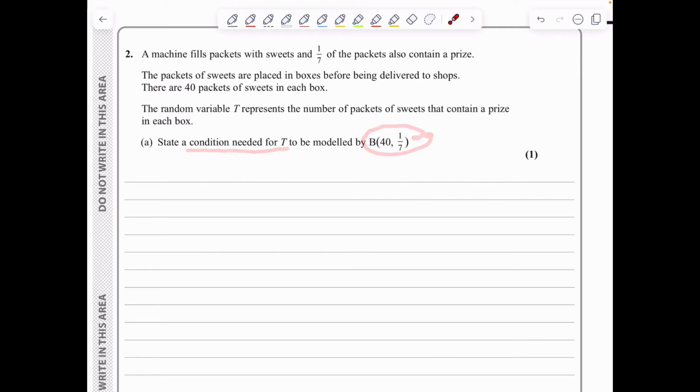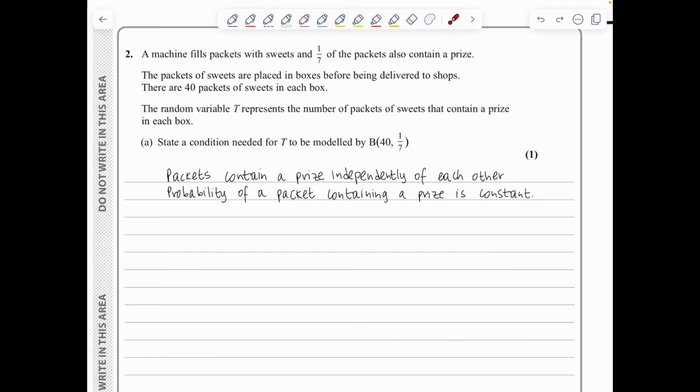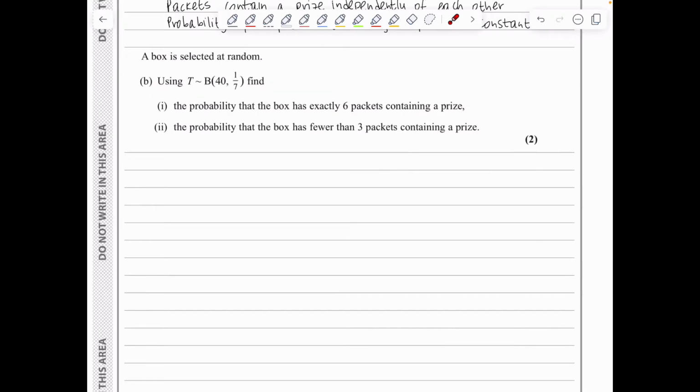Well, if we recall the conditions for a binomial distribution, we know that trials need to be independent. So in this case, packets contain a prize independently of each other, or alternatively, we could refer to the idea that the probability of success is constant. So in our case, the probability of a packet containing a prize is constant. In any case, the comment should be in context, so we need to be referring to packets and prizes to claim the mark here.